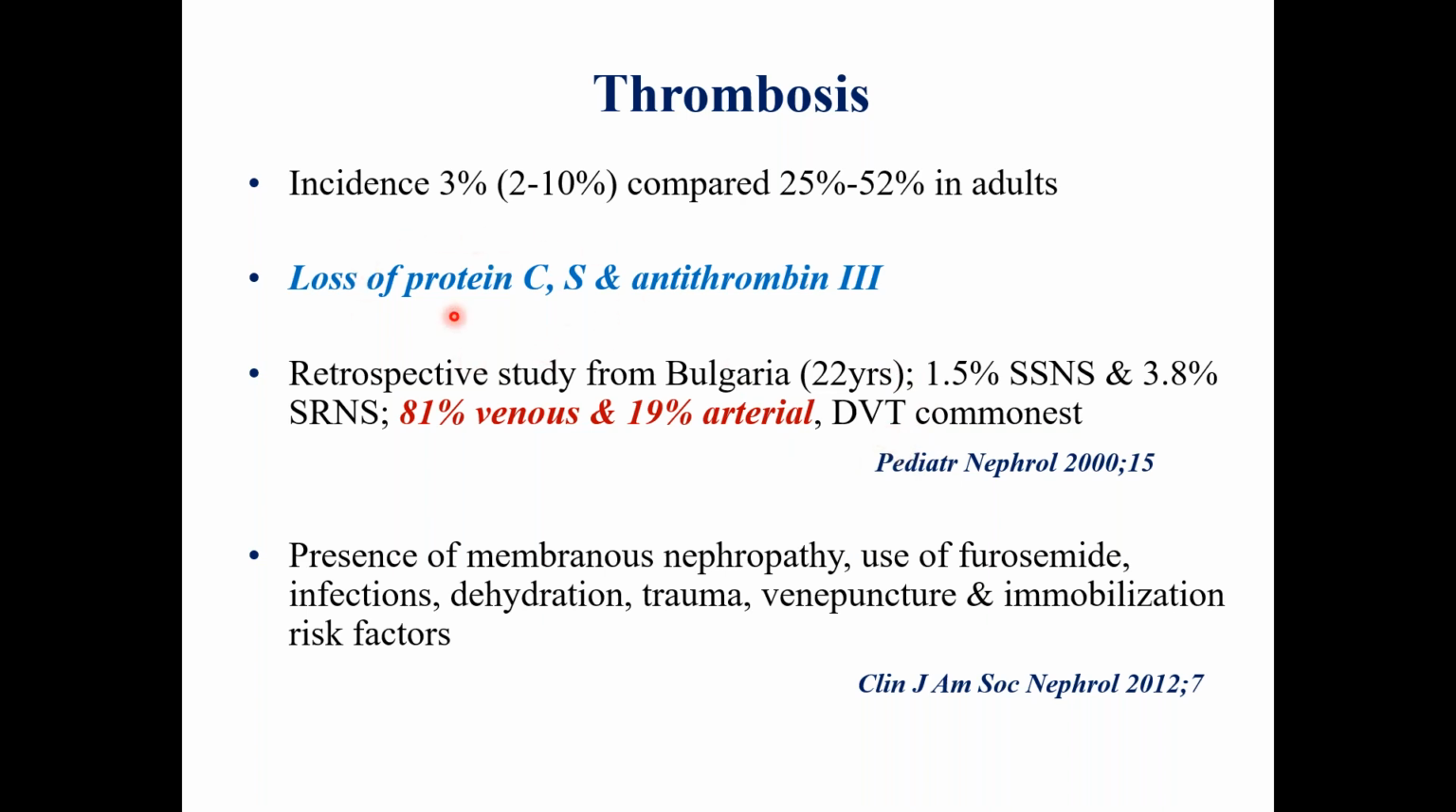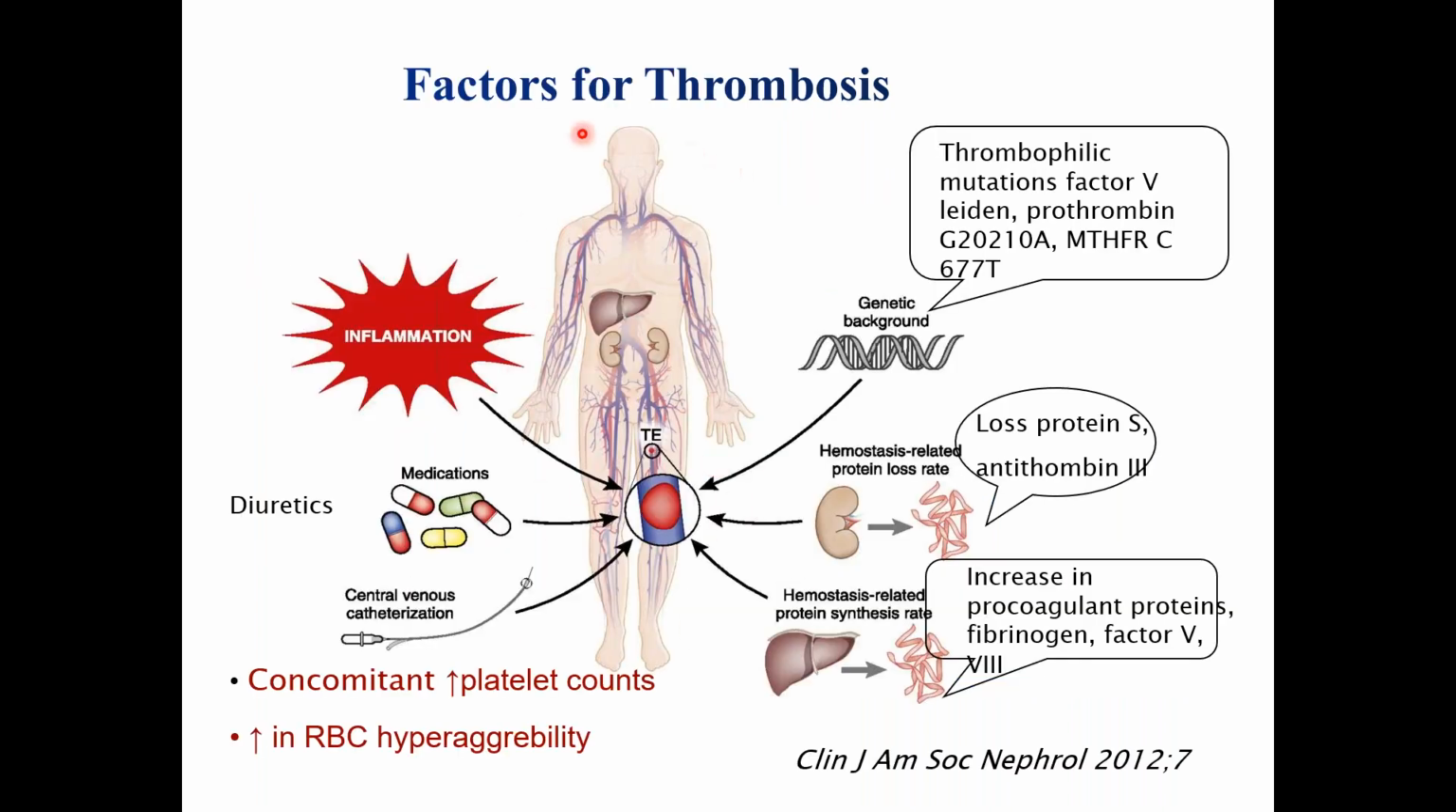Apart from the loss of protein C, protein S, and antithrombin 3, other factors like intensive use of diuretics, which can cause hypovolemia, presence of infection, dehydration, trauma due to multiple cannulations, venipuncture, and immobilization also are factors which can predispose to thrombosis in these children. So if you look at this diagram, there are other factors also apart from the loss of protein C, protein S, and antithrombin 3.